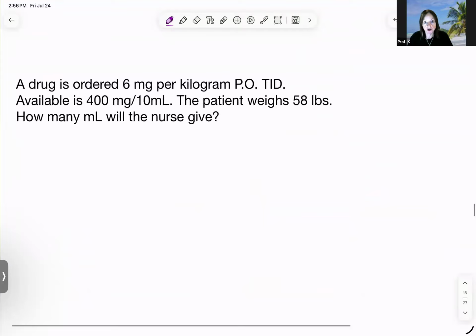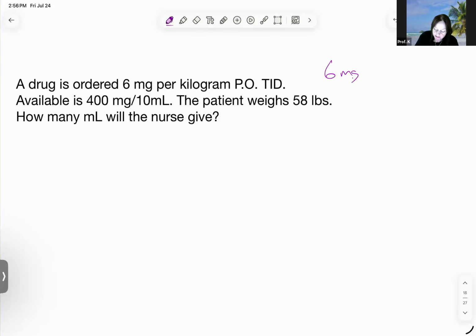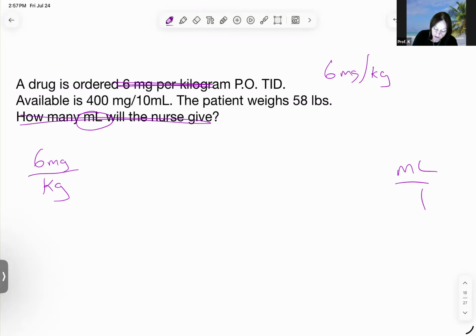The other version of this question is, what if the patient's weight is provided in pounds? So what would we do? You still follow the same steps. I start with the given, but look at how the given is written: 6 milligrams per kilogram instead of written as 6 milligrams / kilogram. Guess what? It means the same thing. It doesn't matter. So I start with 6 milligrams per kilogram. So I know my given and my wanted is milliliters. Okay, I know where I'm going.